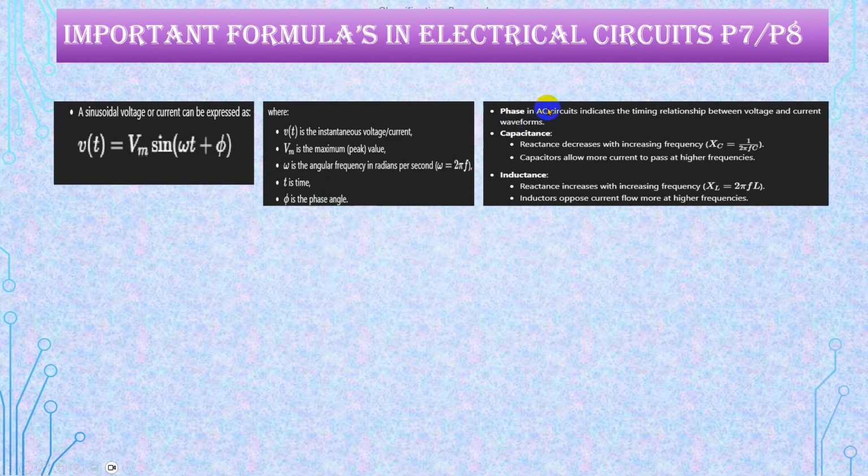So phase in an AC circuit indicates the timing relationship between the voltage and current waveforms. It means if the voltage starts at 0 degrees and the current starts at the same 0 degrees, then it is called in phase. Generally it happens with resistance.